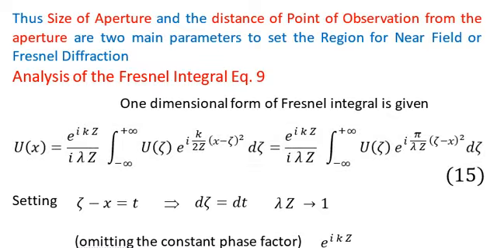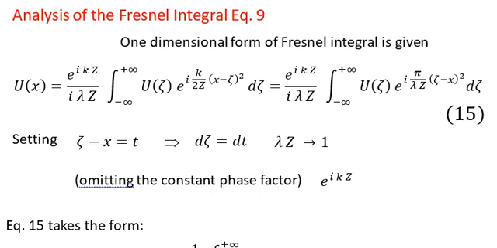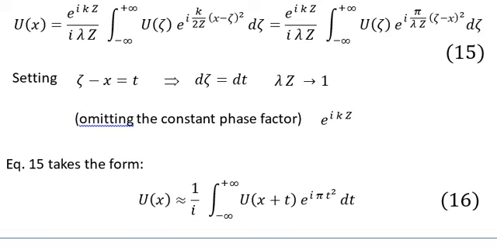And you know that we have represented another form, in which we have written the variable in the exponent. We have changed the variable, that is, we have replaced k by 2 pi over lambda, and we have written zeta minus x rather than x minus zeta, because that would not make any difference because of the square. So equation number 15 is very important, because we have to solve and analyze this equation.